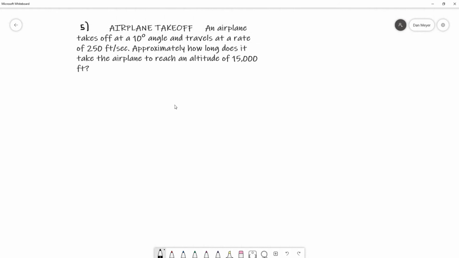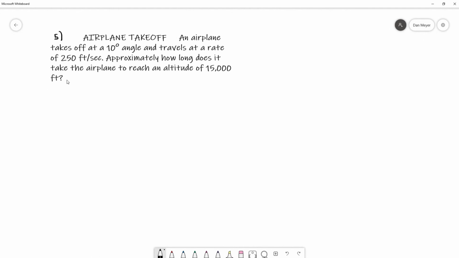Next one, here's another. Angle of elevation is another thing that's going to happen here. Airplane takeoff. An airplane takes off at a 10-degree angle from horizontal and travels at a rate of 250 feet per second. Approximately how long does it take the airplane to reach an altitude of 15,000 feet?